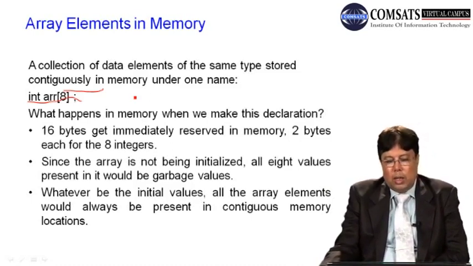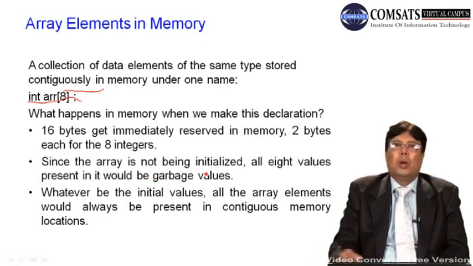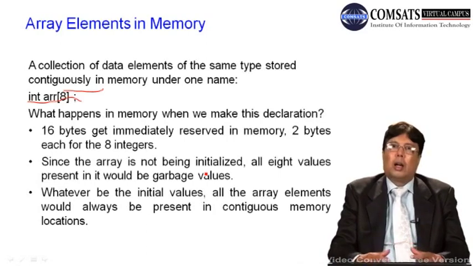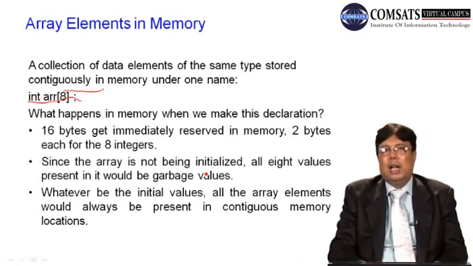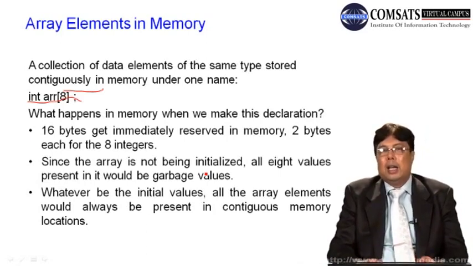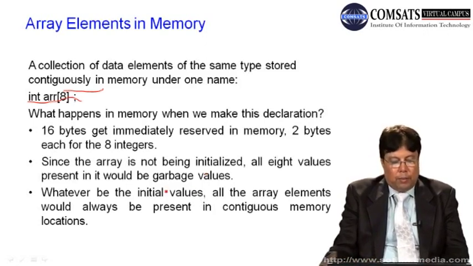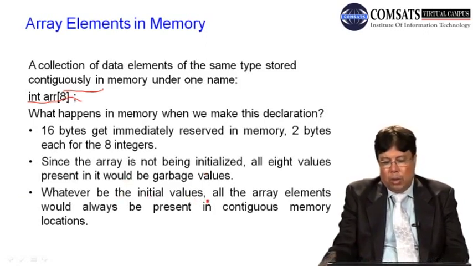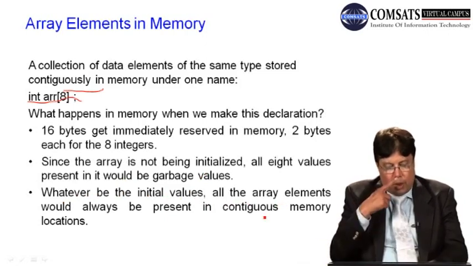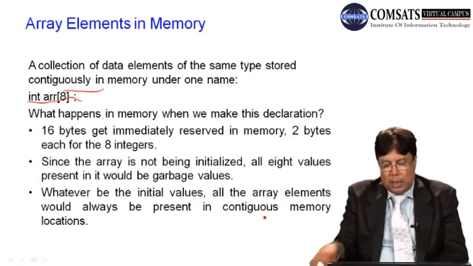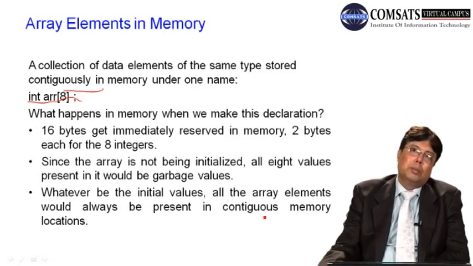Since the array is not being initialized, जिस तरह हम वेरिएबल को इनिशियलाइज करते हैं, so all 8 values present would be a garbage value. गार्बेज वैल्यू का क्या है कि जस्ट आपने स्ट्रक्चर खड़ा कर दिया बट उसके अंदर आपने वैल्यूज डिफाइन नहीं की. Since you have not defined and initialized any initial value, so it should contain some garbage value. Okay, whatever be the initial value, all the array elements would always be present in contiguous memory location.